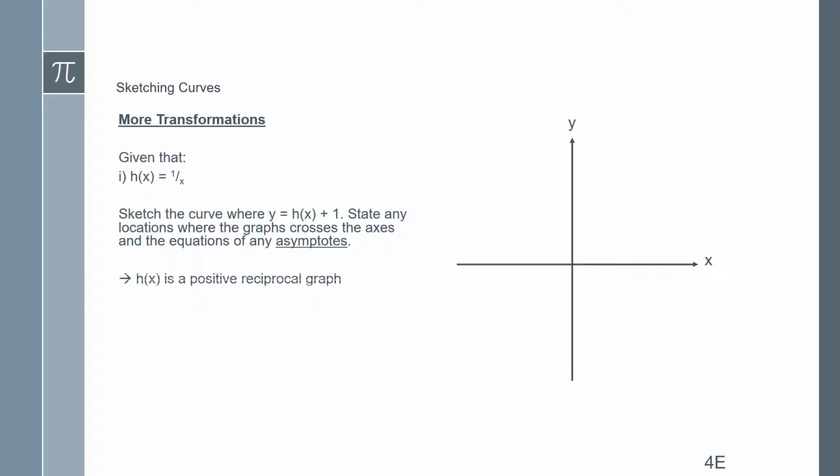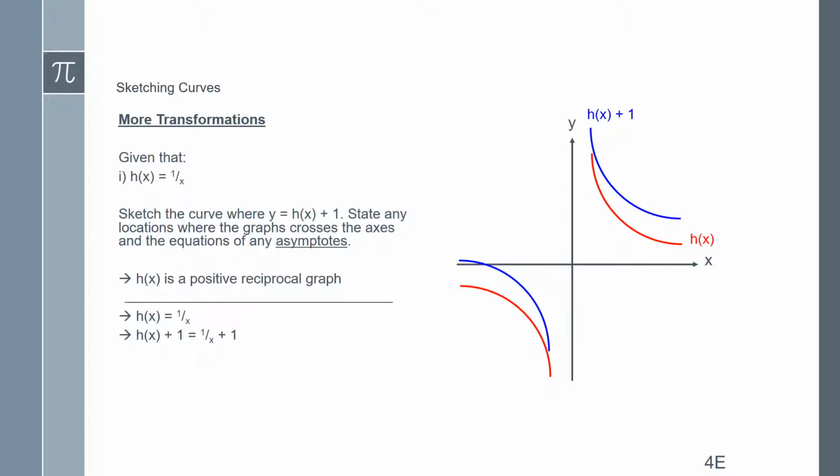1 over x, we know what it looks like. It's a positive reciprocal, so it's in the first and the third quadrants. 1 over x plus 1 just means the whole thing is moved 1 up. So now everything is moved 1 up.